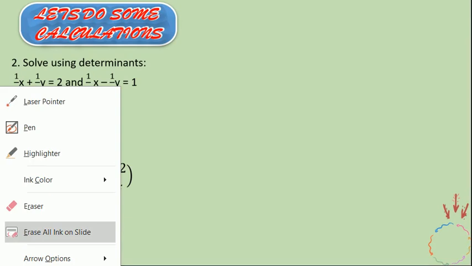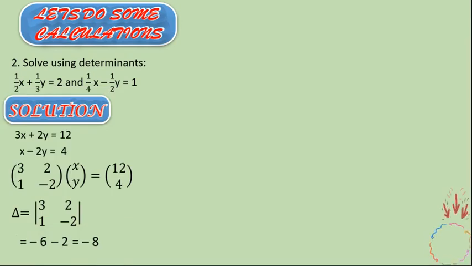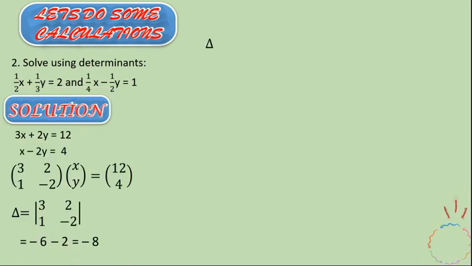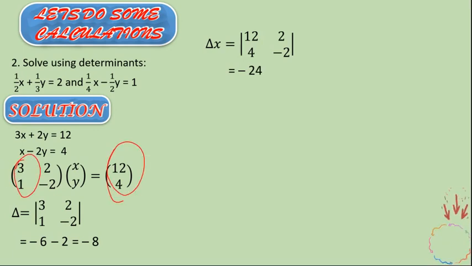Now that I've seen the determinant, the next is to replace the x values here with this constant value to get the next determinant we're going to solve. Now, let's do that now. So now the determinant of x is obtained by replacing the x value. Remember, the x value is replaced by 12 and 4. That's how we got this. So now that we have that, we can now find the determinant.